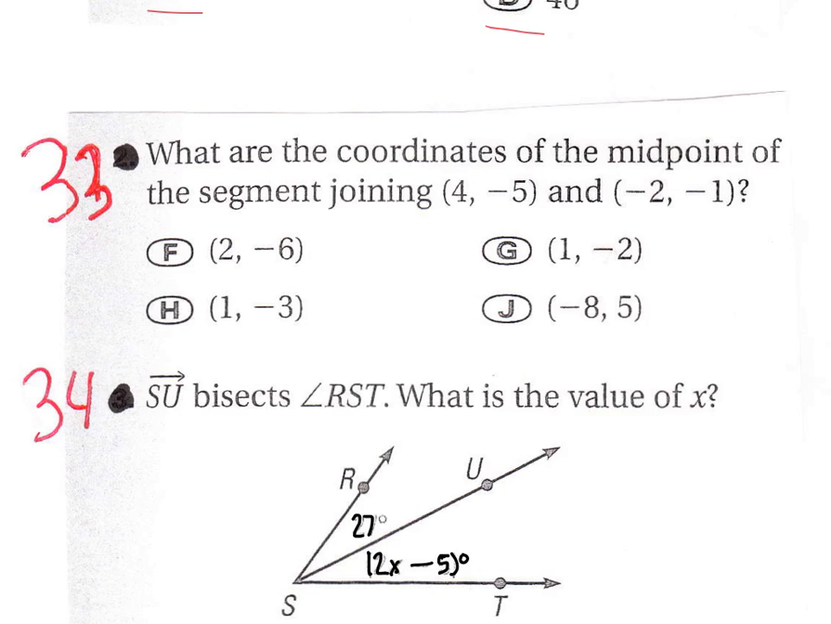On number 33, what are the coordinates of a midpoint of a segment joining 4, -5 and -2, -1? Remember, we had a question like this a little bit back. You take the x's, add them together and divide by 2. That gives you the x coordinate. Then you take the y's, okay, and divide by 2. Then that gives you your y coordinate. So you're going to get F 2, -6, G 1, -2, H 1, -3, or J -8 and 5. Remember to hit pause so that way you got time to work.